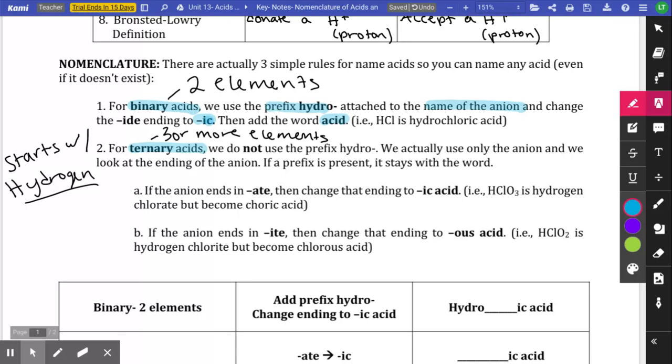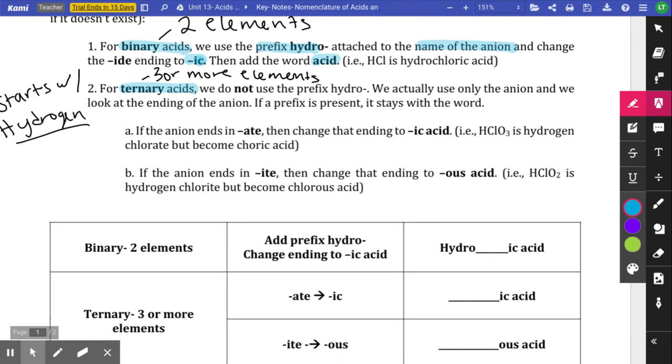And then for ternary, do not use the prefix hydro. We're only going to use the anion, and we actually have to look at the ending of our anion for this one. So there's kind of two options here. If our anion ends in ate, then we change it to ic acid. And if our anion ends in ite, then we change it to ous acid.